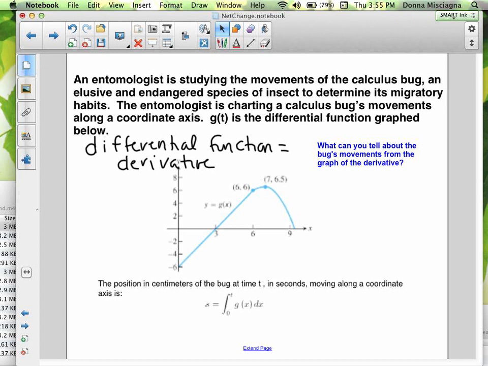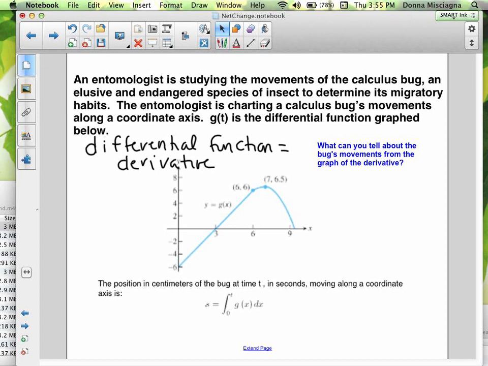Right? So if we notice, we have an x-intercept at 3 seconds. What does that mean in terms of our bug's movements? We're negative from 0 to 3 seconds, or below the x-axis. We're above the x-axis from 3 to approximately 10 seconds. Right? What's that telling us?